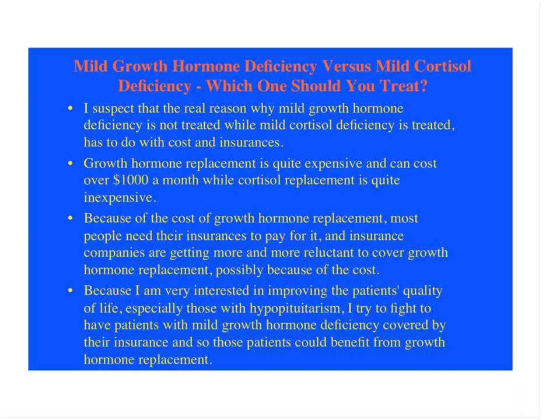I suspect the real reason why mild growth hormone deficiency is not treated while mild cortisol deficiency is treated has to do with cost and insurance. Growth hormone replacement is quite expensive and can cost over $1,000 a month, while cortisol replacement is quite inexpensive. Because of the cost of growth hormone replacement, most people need their insurances to pay for it, and insurance companies are getting more and more reluctant to cover growth hormone replacement, possibly because it is so expensive.